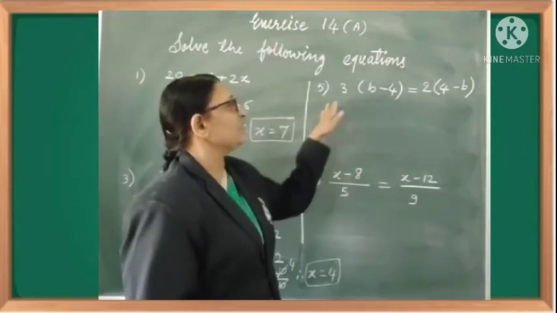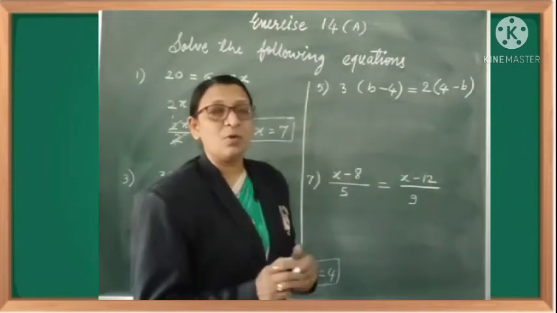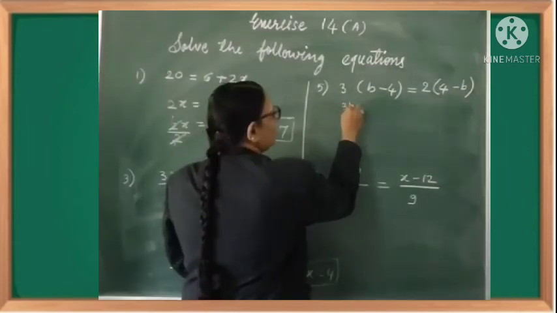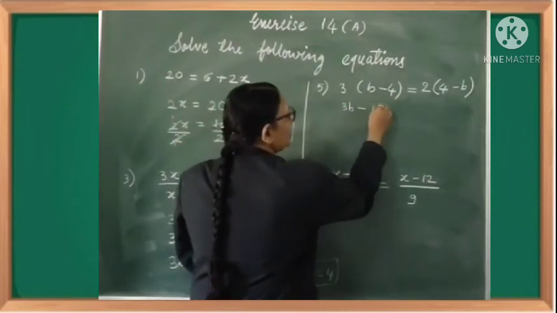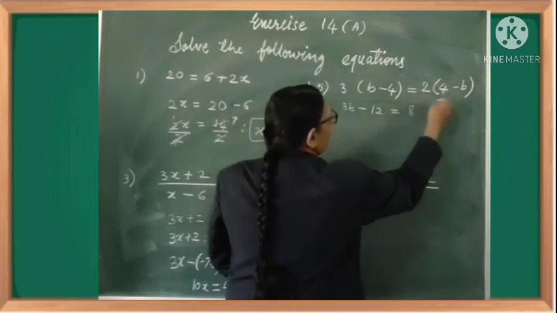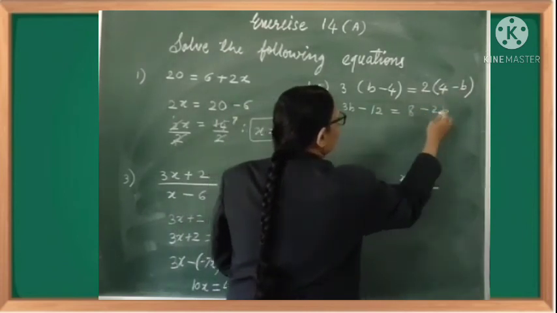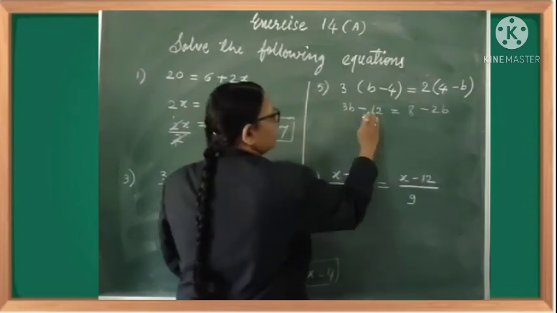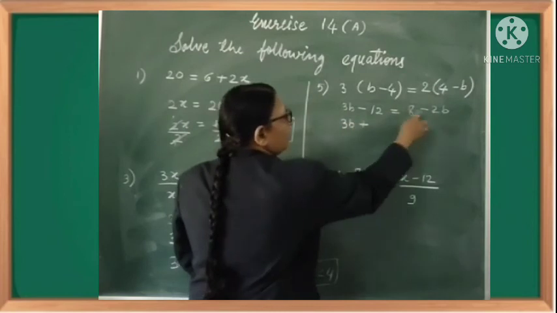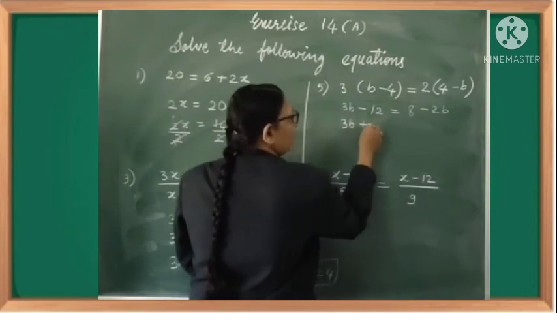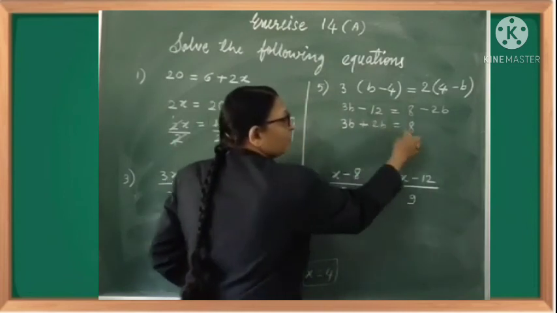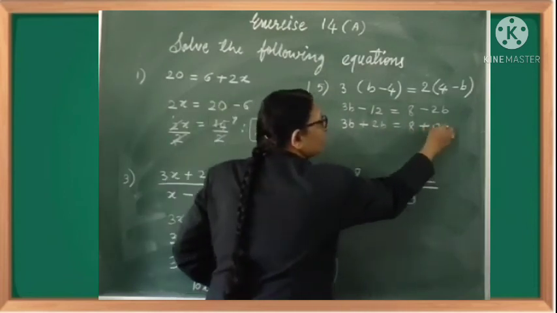We will first simplify this by opening up the bracket. So 3 into b, 3b, minus 3 4s are 12, equal to 4 2s are 8 and minus 2b. We will transpose this here and 12 over there. So 3b, and minus 2b will become plus 2b. And here 8 minus 12 will become plus 12.